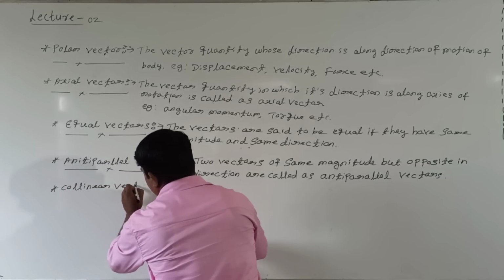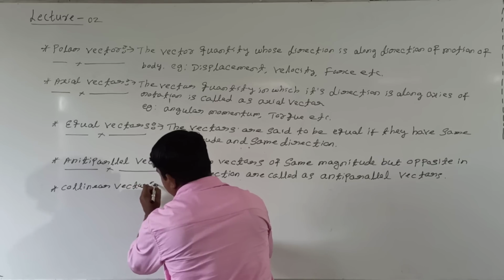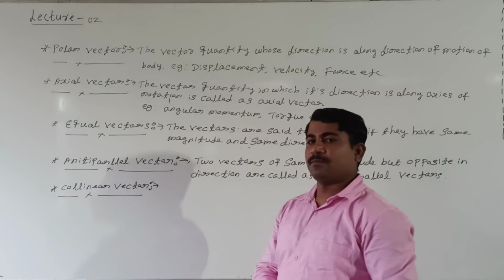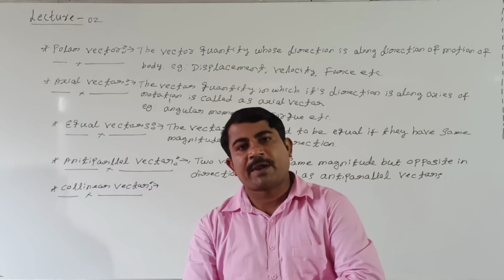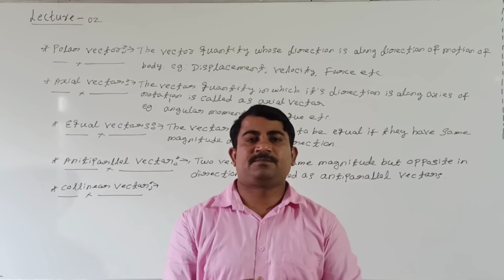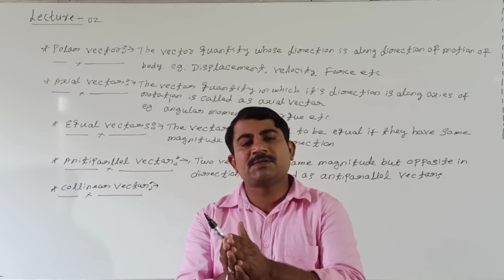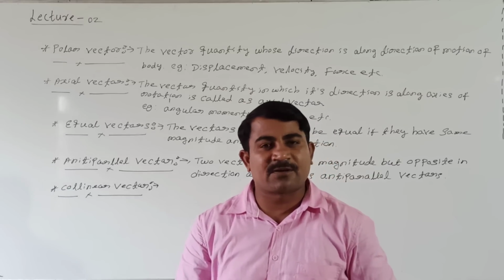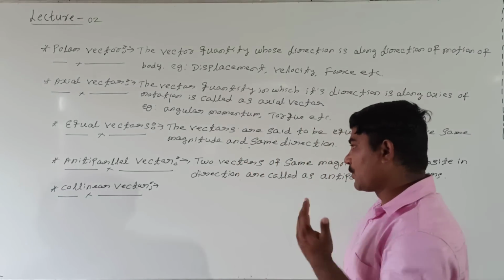Collinear vector. This means two vectors of unequal magnitude but having the same direction. Such vectors we are calling collinear vectors. How to define here?